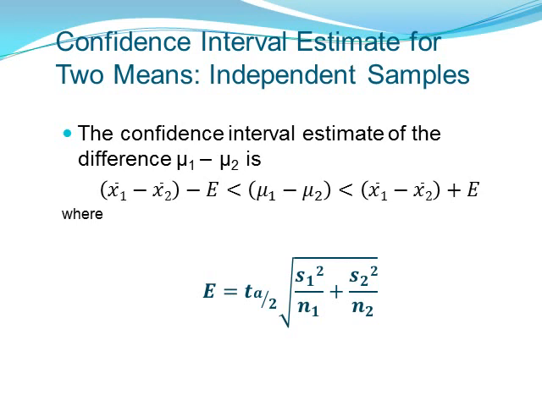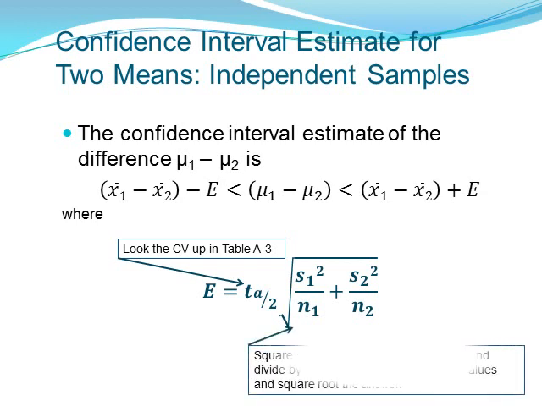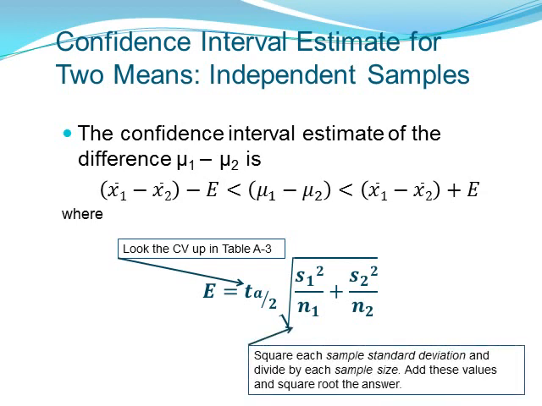So E is t sub alpha over 2 times the square root of sample standard deviation 1 squared over n sub 1 plus sample standard deviation 2 squared over n sub 2. We have to look up the critical value t sub alpha over 2 in table A3, and that's the same critical value that we get when we do our standard hypothesis test. And then inside we square each sample standard deviation and divide by the sample size, and then add those values and square root the answer.